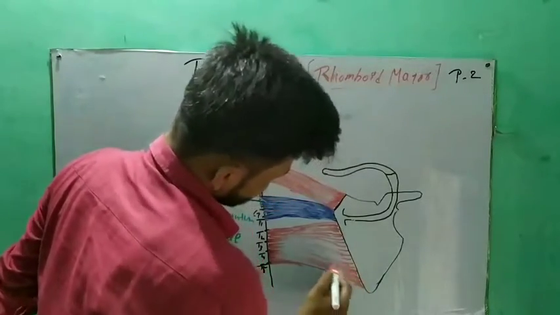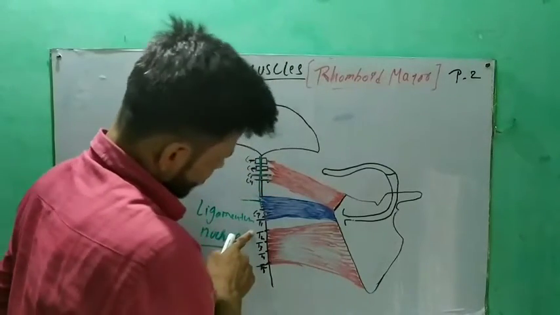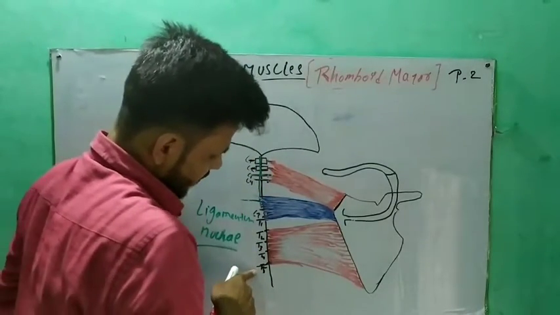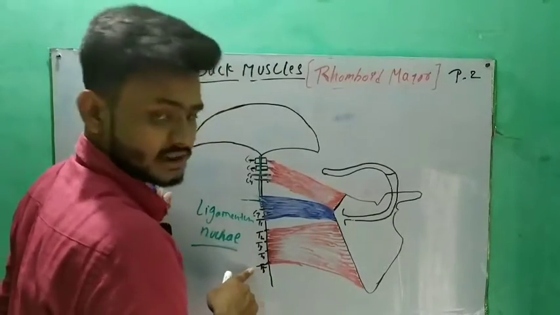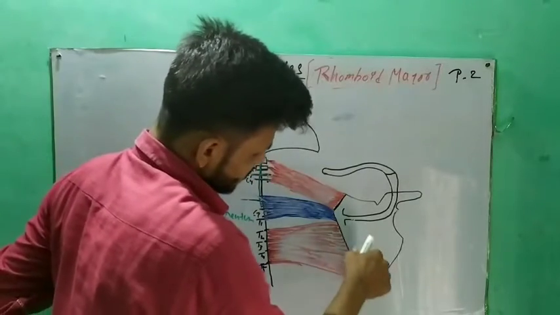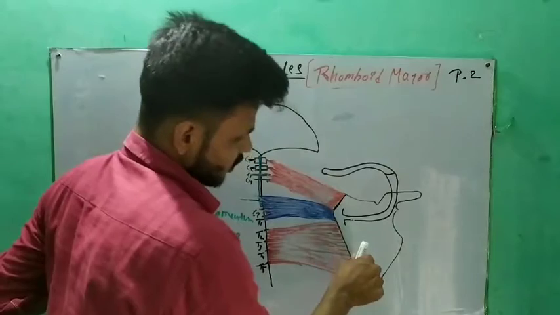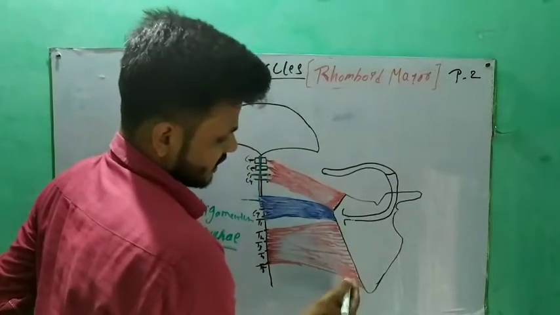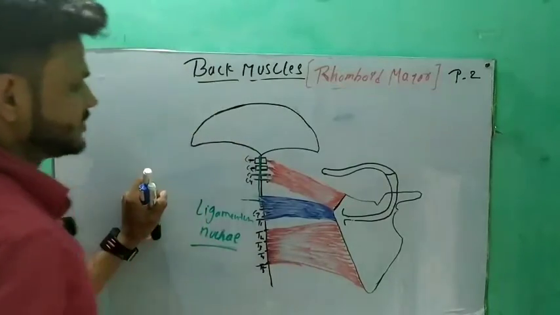Medial border. Origin कहाँ से होता है? From T2 to T5 thoracic vertebrae, and it will insert into the medial border just below the root of the spine of the scapula. This is the insertion of the rhomboid major muscle.